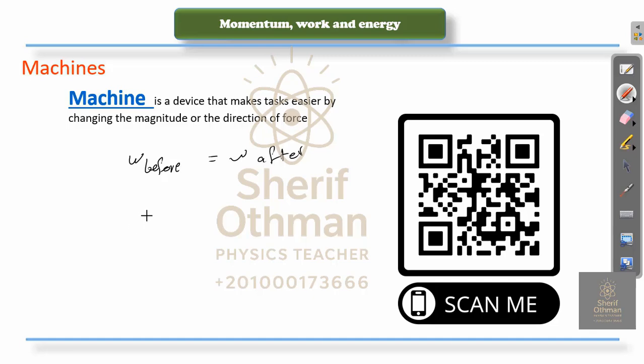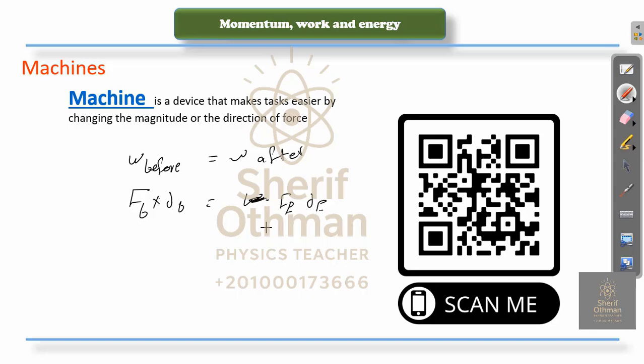Work before is F times D. So we can call it F_b and D_b equal to work after, force final and distance or displacement final. This is the main rule of machines, guys, and the main basic concept of machines. The work is conserved.